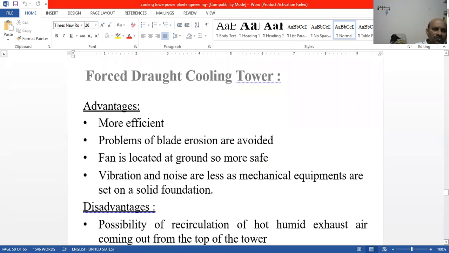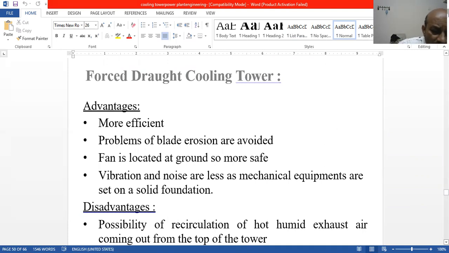So now we will discuss the advantages and disadvantages of cooling towers, forced draught cooling towers. So what are their advantages? It is the most efficient compared to natural and other cooling towers. More efficient, and it is used in large thermal power stations. Problems are some erosion, blade erosion, which is to be avoided. Okay, we can avoid it. The fan is generally located at the ground, so it is more safe.